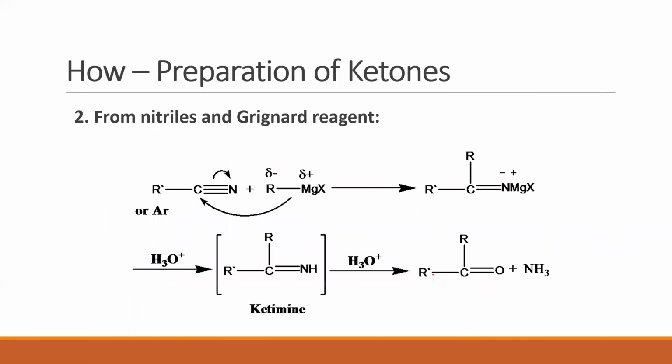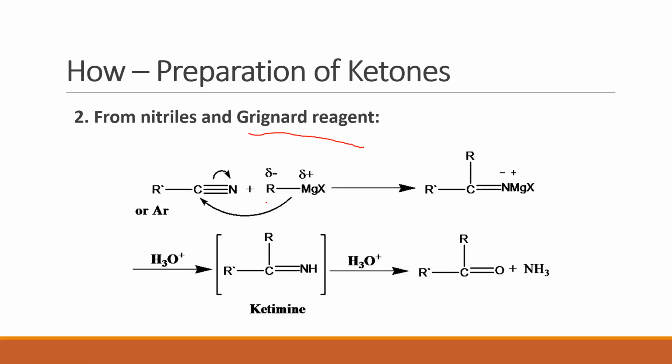Let's move on. The second method. Now we looked at Stephen reduction in the preparation of aldehydes, where we started with a nitrile. Even here we are starting with a nitrile, and the nitrile is made to react with a Grignard reagent. Clear? RMgX. Let's understand how the reaction works. Now this is a cyanide or a nitrile, RCN. This is made to react with RMgX.